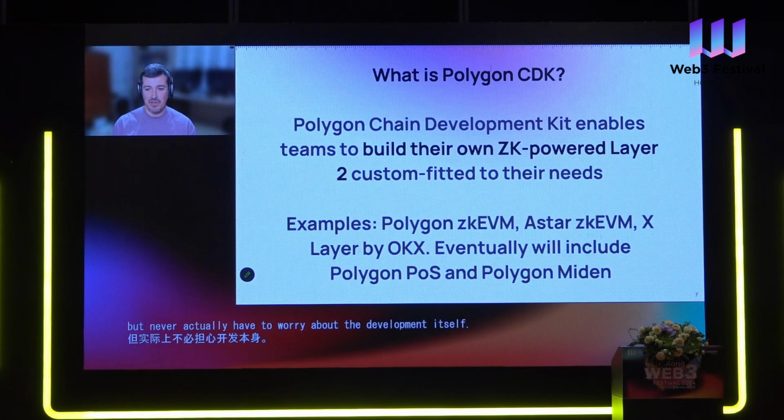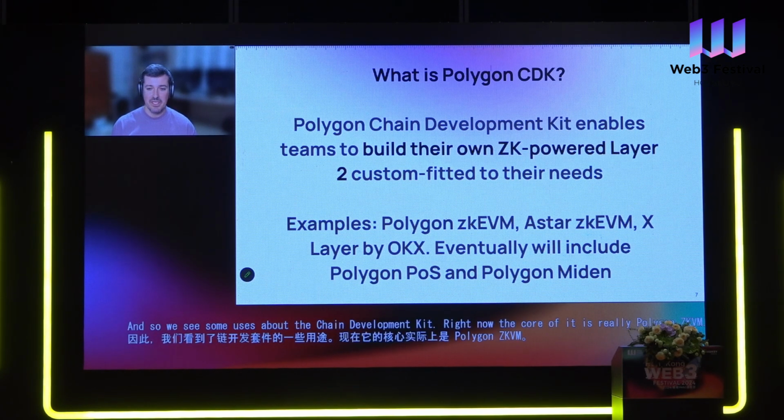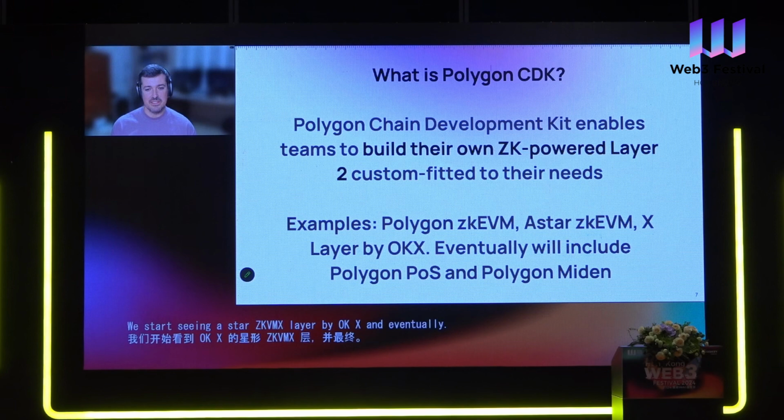And so we see some uses of the Chain Development Kit right now. The core of it is really Polygon zkEVM. We've started seeing Astar zkEVM, X Layer by OKX. And eventually, the way that we think of the Polygon CDK is it's really like the core piece that includes everything that we do. So that includes Polygon PoS and Polygon Miden. So what does that mean?